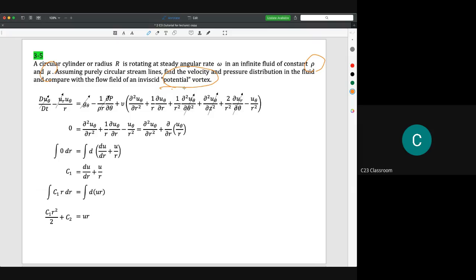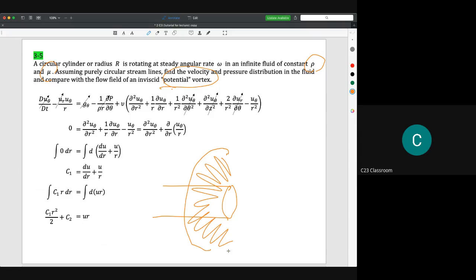The potential vortex is what we learned in chapter 1. We learned about ideal flow: linear flow, source, sink, and vortex. That is the simple way to determine that one. This is the way we determine it using the Navier-Stokes equation. Let's say we have a circular cylinder, and another cylinder here, and between these two cylinders we have liquid. The center cylinder rotates at a certain speed omega.